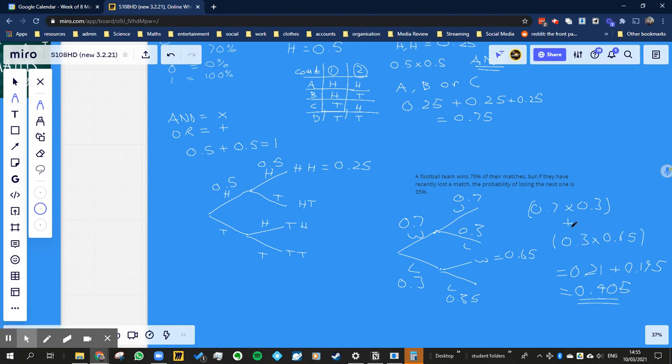What I did is I took this first bit, 0.7 times 0.3 is 0.21. Take the second bit, 0.3 times 0.65 is 0.195. Then I added them together because we're saying either this happening or this happening. So we add them together, it's 0.405. So that is a brief introduction to probabilities. We'll stop the video there.